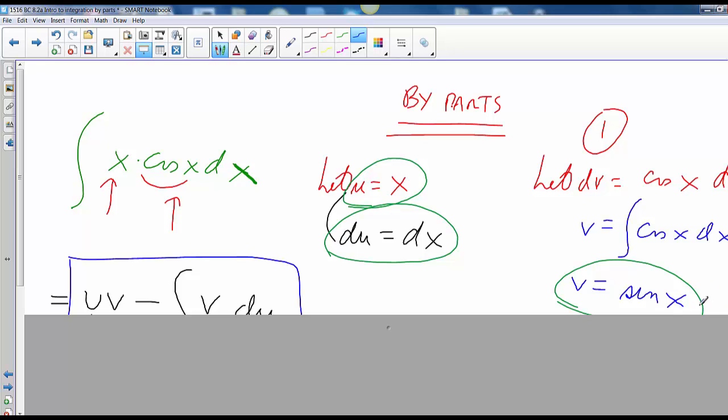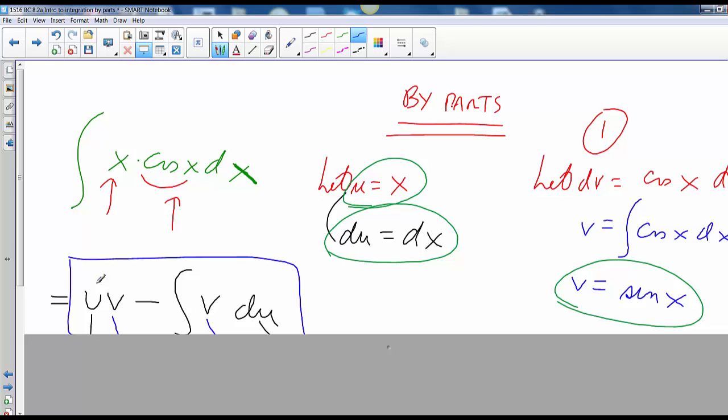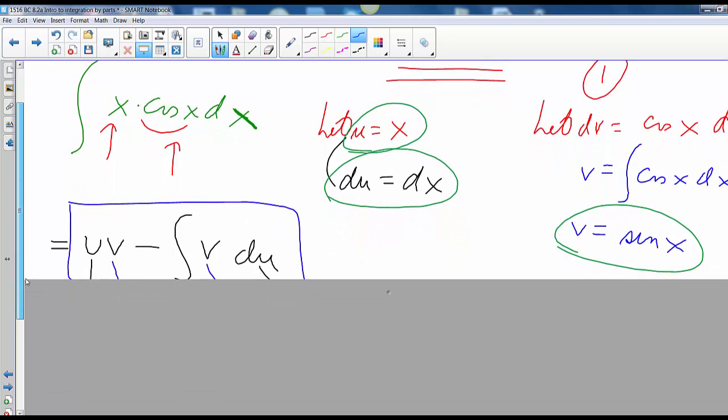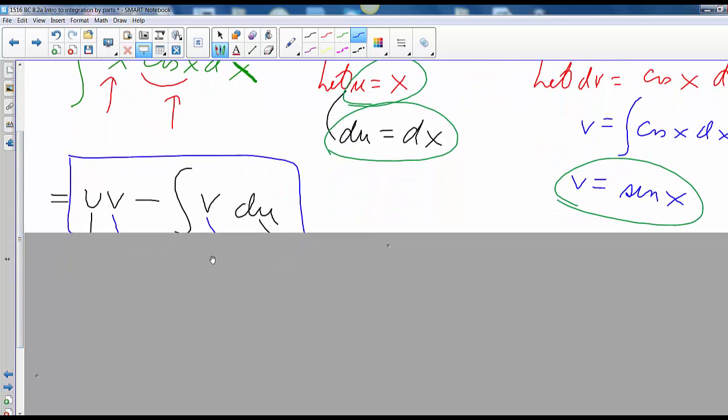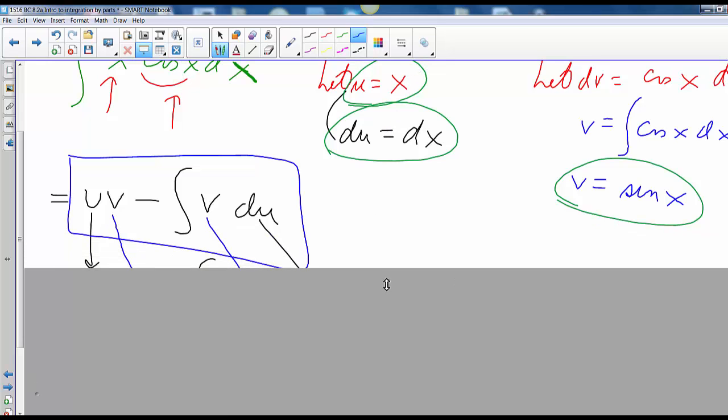There will be no plus c here, because this is just a stepping stone. We'll get to the plus c later. So here's the formula that we talked about for the integration by parts. It is uv minus the integral of v du. So you need u, which is here. You need v, which is here. You need v again, which is still here. And you need du, which you found right here. So we're just going to substitute that in.